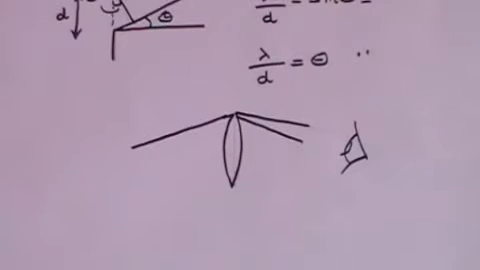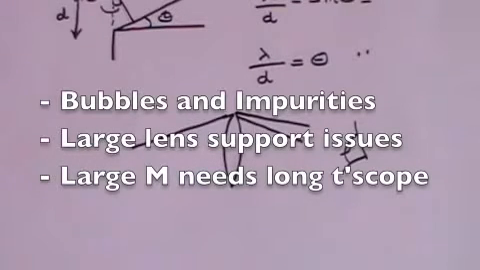There are other issues. There may be bubbles or impurities in the lens which will cause the image to be distorted. If you have a large lens, and remember you need a large lens if you want to resolve small distances, then the only place you can support it is at the edges, but the lens can become distorted if it's too big. And finally, since f1 over f2, the focal length of the first lens divided by the focal length of the second lens, is the magnification, it follows that you want as big an f1 as possible. You want the first focal length to be as large as possible to get the largest possible magnification, and that means you need a very, very long telescope.